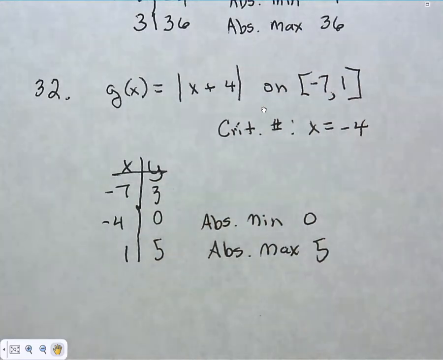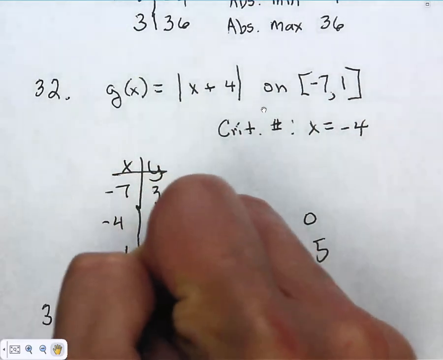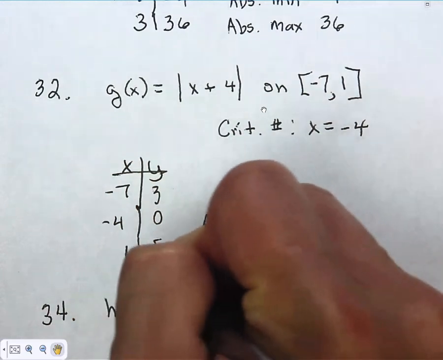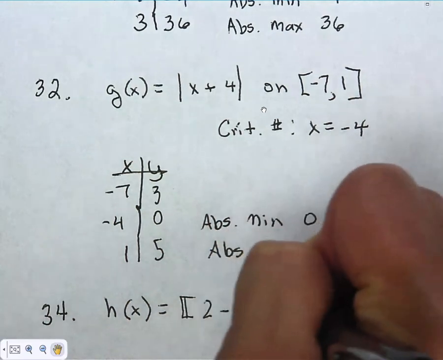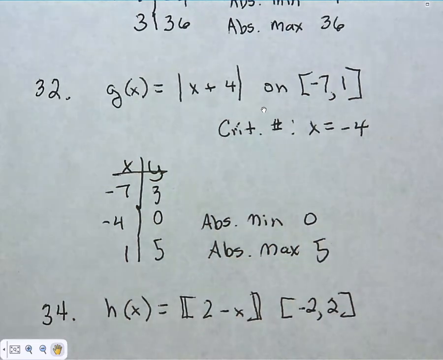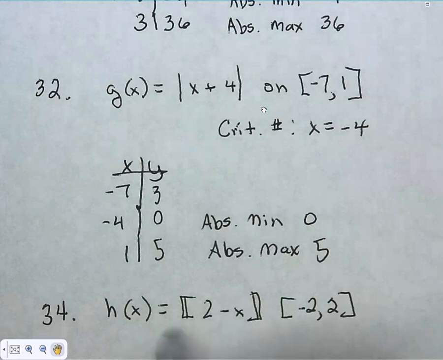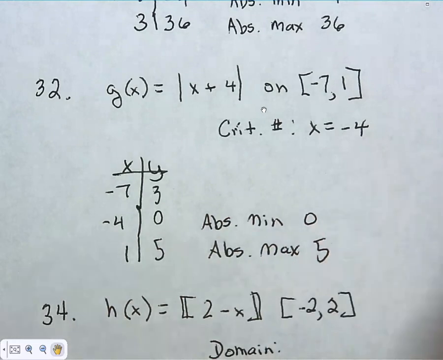And then the next ugly thing I saw there was the greatest integer function. What's the domain of that function? Anything. You could take any number, subtract it from 2, and then apply the greatest integer function to that. So we don't have to worry about anything that makes the function undefined.